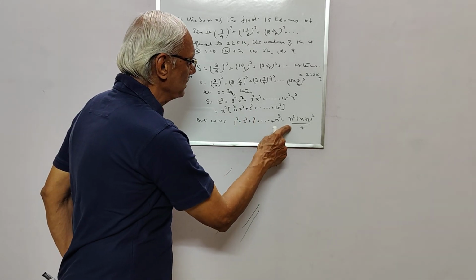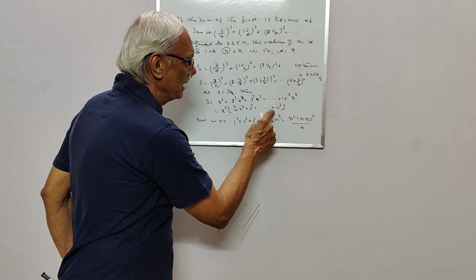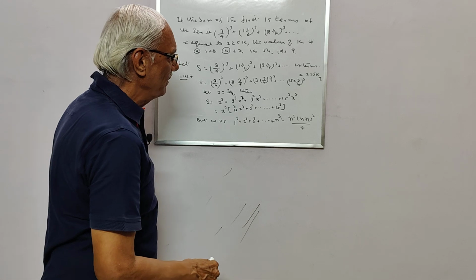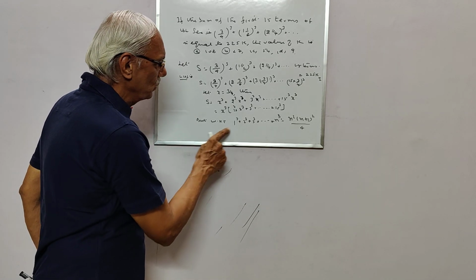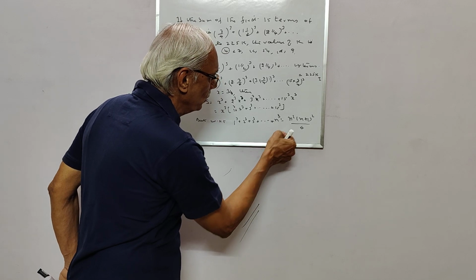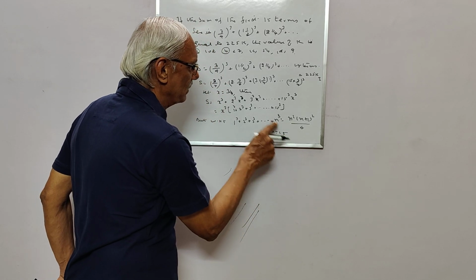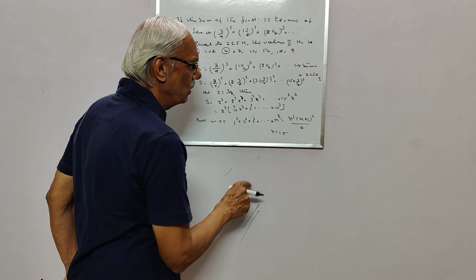So you see that n must go up to 15. So I will use, we know that 1 cube plus 2 cube up to n cube is equal to... So here, what you must take is n equal to 15.